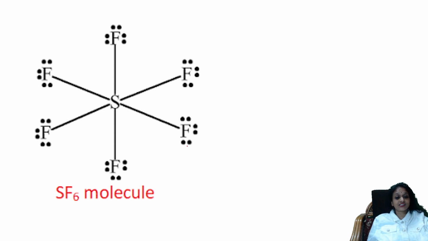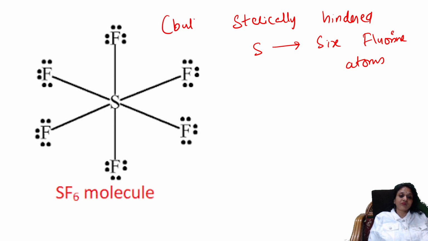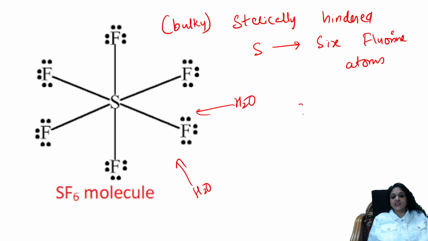Now check this, students. Here in SF6, the problem is it is sterically hindered. Sterically hindered means what? Sulfur is surrounded by six fluorine atoms. How many atoms? Six fluorine atoms. Because of the six fluorine atoms, it has become bulky. Sterically hindered means bulky. So when water tries to enter here, SF6 plus water, there is no reaction.